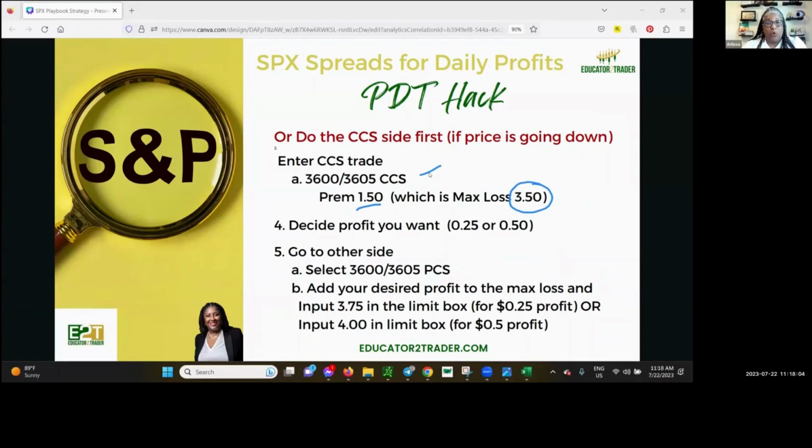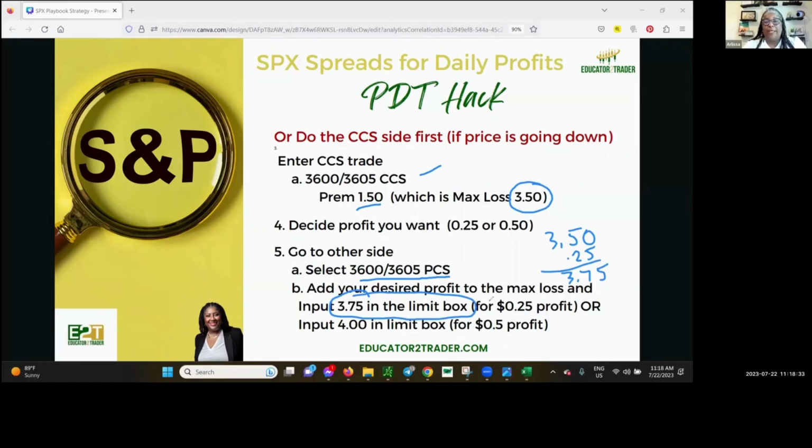Decide the profit you want. Go to the other side, pick the exact same strikes and do a put credit spread. Add your desired profits to the max loss. So you take your $350. If you were adding $25 of profit, then you would put $375 in the limit box on this second trade.